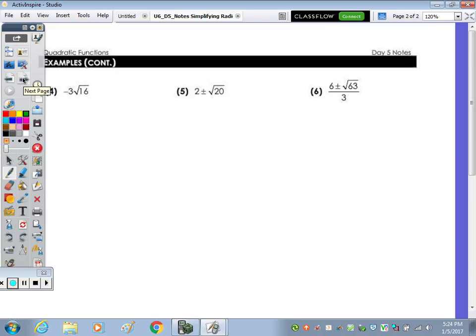On the back side, that reads, again because there's no symbol, negative 3 times the square root of 16. So it would be negative 3 times 4, which is a negative 12.